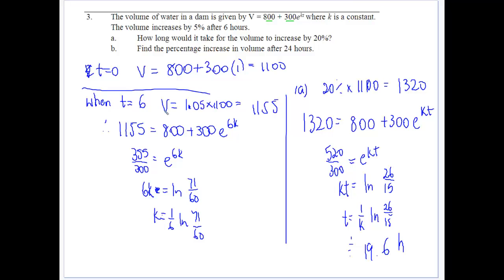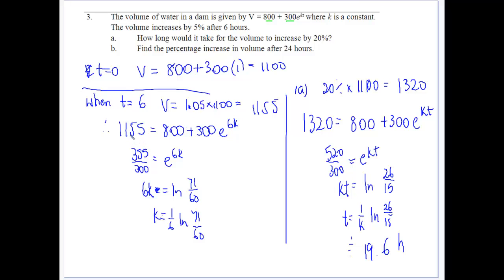So to find the value of k, we know that when t is equal to 0, we get an initial value of 1100. And then when t is equal to 6, the volume must be 1155. So the trick in the first part is: what was the initial volume? And then if it increases by 5% after 6 hours, we've got our volume we can work with to find k. So that was a little bit different in that respect.